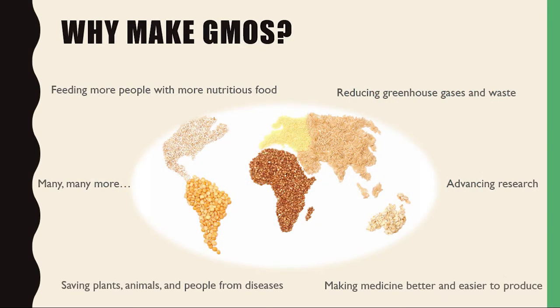So it may seem pretty awesome that we can just change what characteristics plants and animals have. But why would we want to make GMOs besides it being cool? There are so many reasons, but some of the biggest are being able to feed more people with better food, reducing the levels of waste and greenhouse gases made, which is excellent for the environment. GMOs are essential for scientists to perform their research. GMOs can also make better medicine easier to make. And finally, we can use GMOs to help prevent the spread of disease.